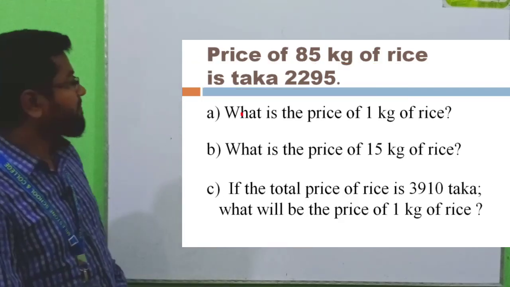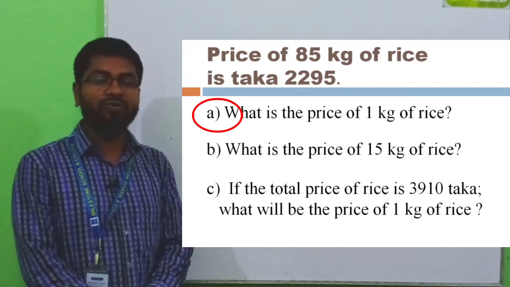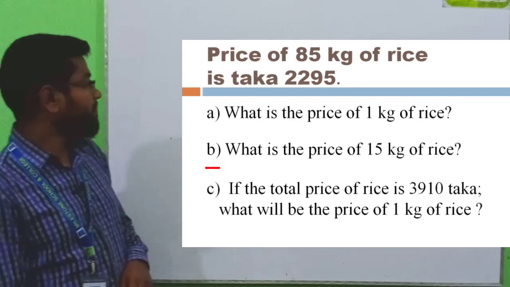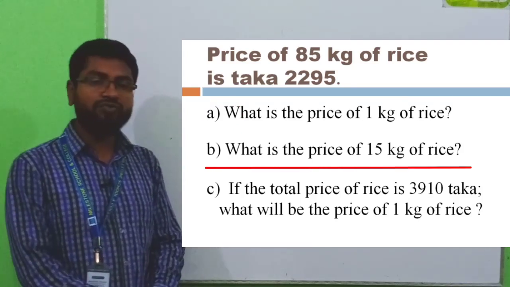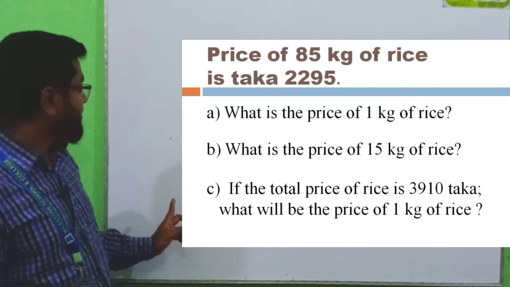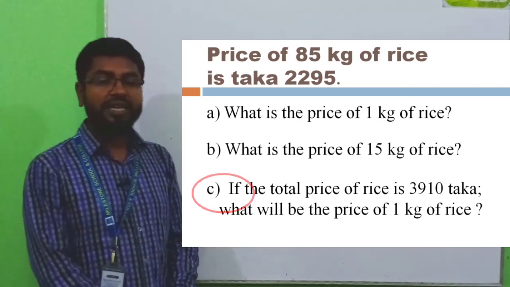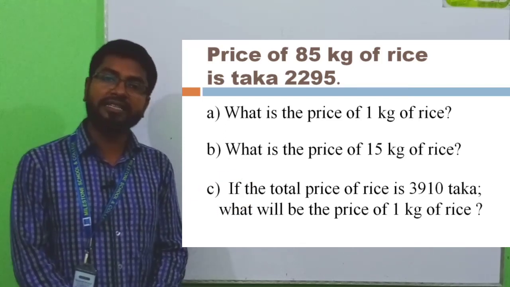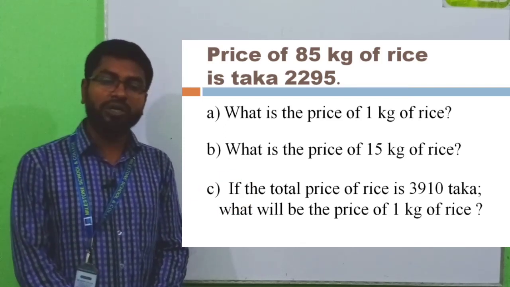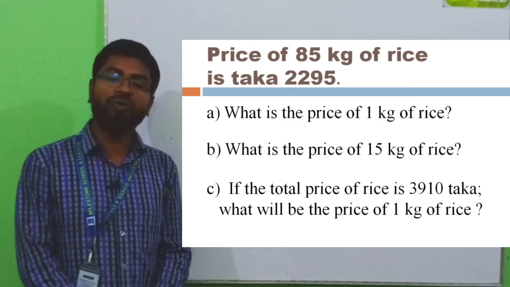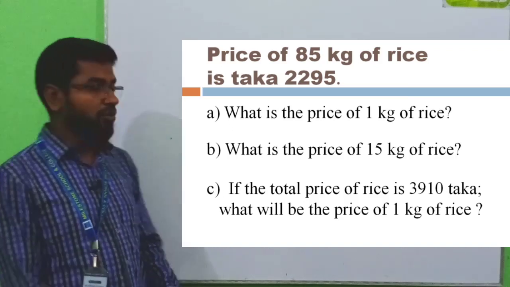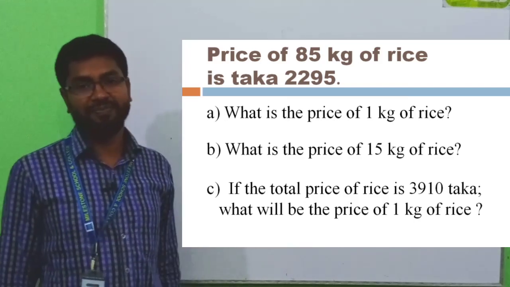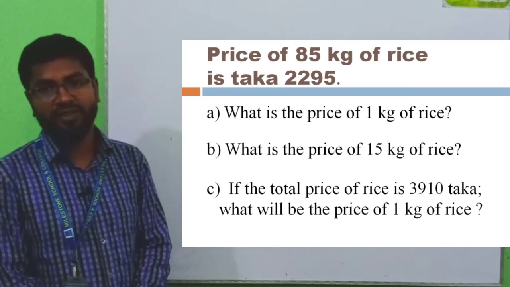So first question, what is the price of 1 kg of rice? Second question, what is the price of 15 kg of rice? Third question, if the total price of rice is 3910 taka, what will be the price of 1 kg of rice? Look, this question you will read at least 3 times. Then you will go for solution.